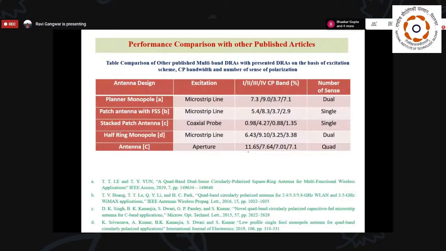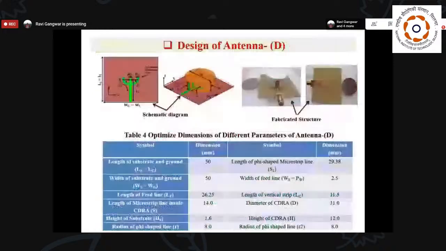Now the performance comparison. Here you can see that we are able to generate 4 different bands. Similarly here, we get 4 different bands, but here the sense of polarization is quad as compared to another published structure. So that is unique in the case of dielectric resonator antenna.